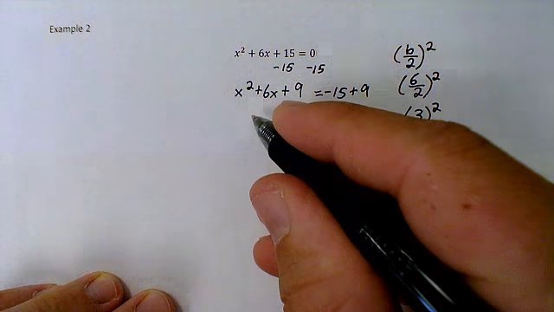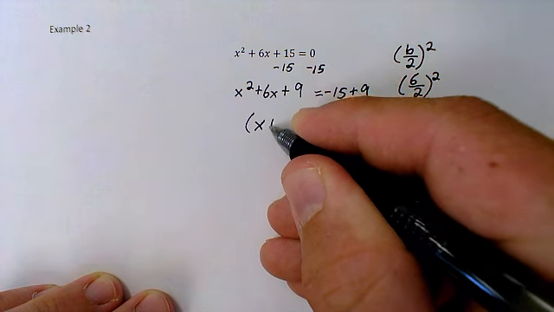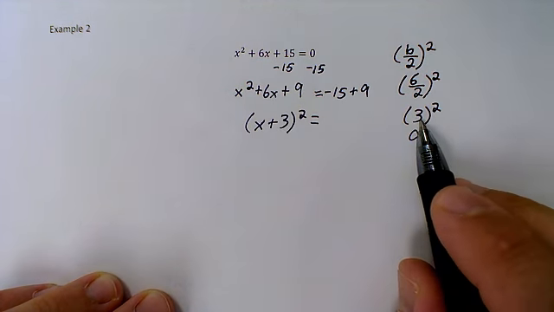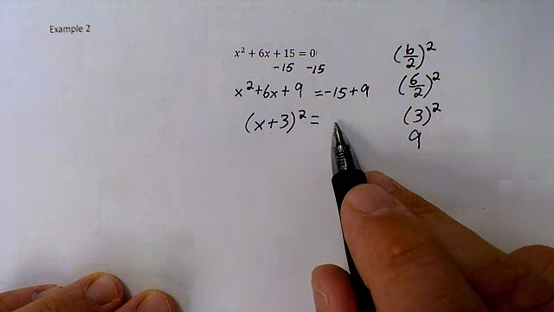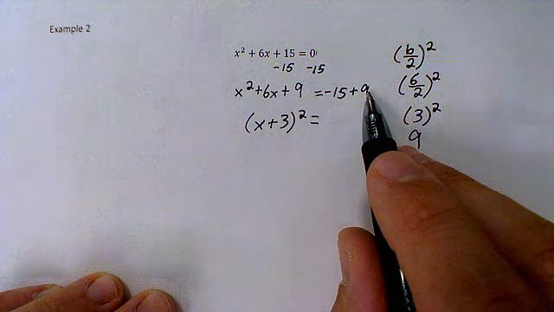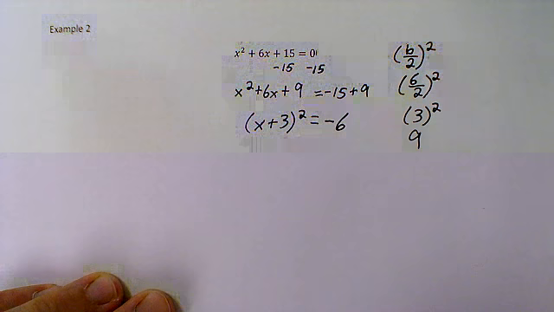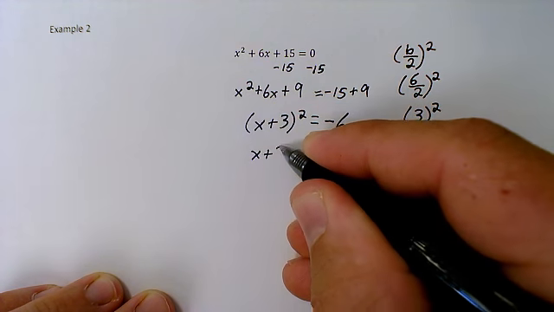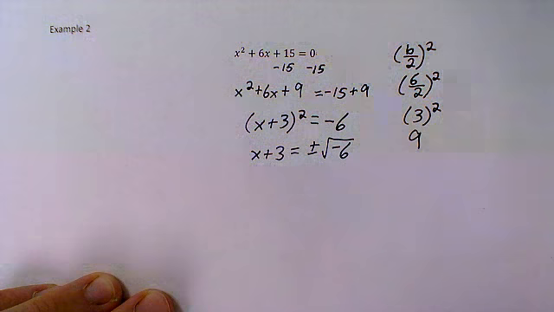Now I'm ready to factor this left side. And that's going to be x plus 3 squared. And that's coming from the fact that it was 3 right before I squared it. 3 times 3 is 9. 3 plus 3 is 6. Everything's looking good here. Negative 15 plus 9 is negative 6. Now I'm ready to take the plus or minus square root. So x plus 3 will equal the positive or negative square root of negative 6.